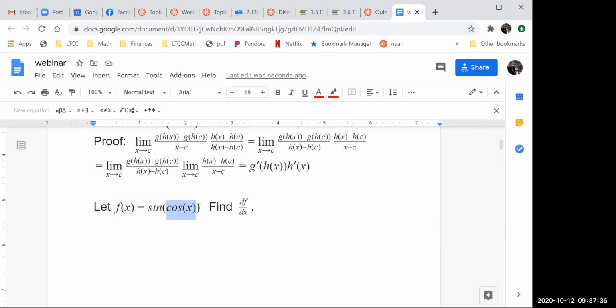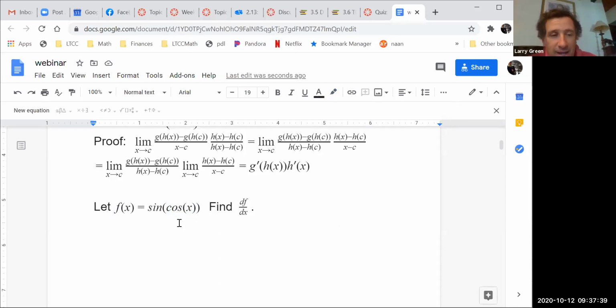Negative sine x. Negative sine of x, good. So f prime of x, or df dx, is equal to negative sine of x, and then times, and now I want to take the derivative of the sine without saying a letter. What's the derivative of the sine without using a variable? Yeah, just cosine. And then I'm going to put some parentheses in.